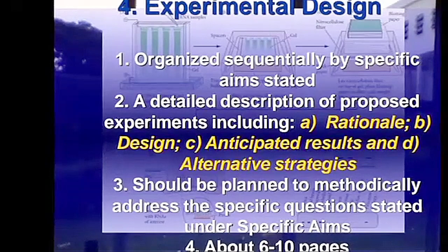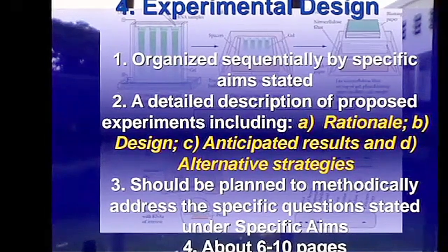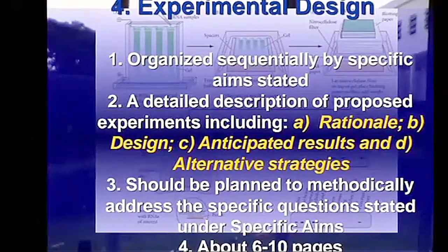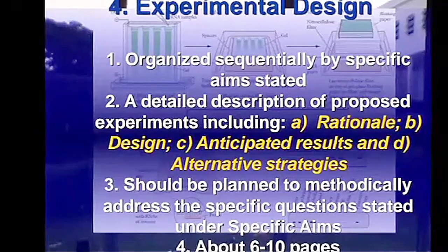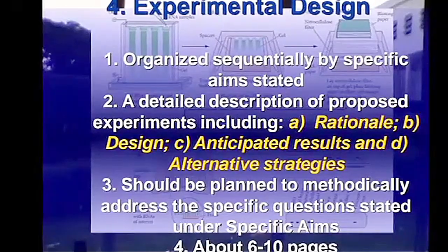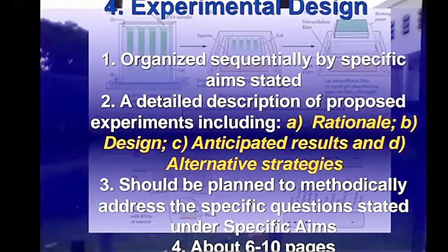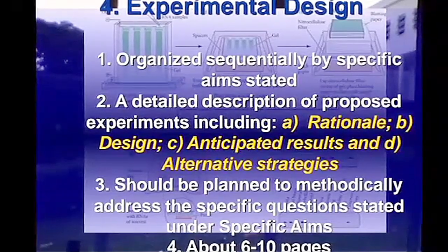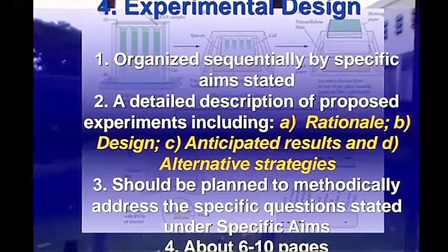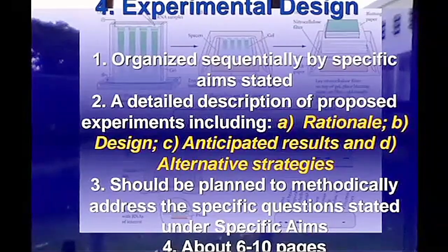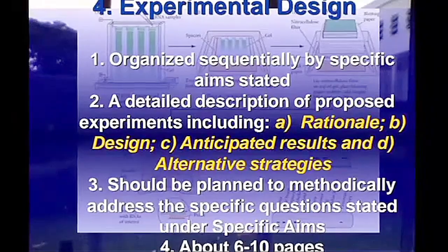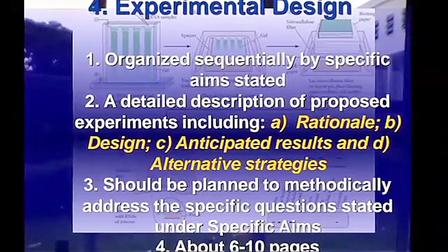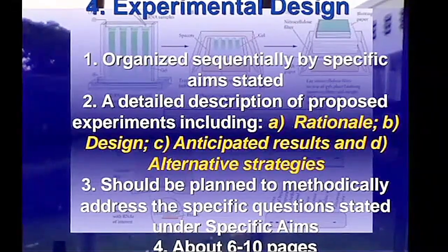It should be organized sequentially by the specific aims proposed and should include a detailed description of proposed experiments, including rationale for the experiment, design of the experiment, anticipated results from the experiment, and alternative strategies to address the specific aims should the proposed experimental design not yield any meaningful results.